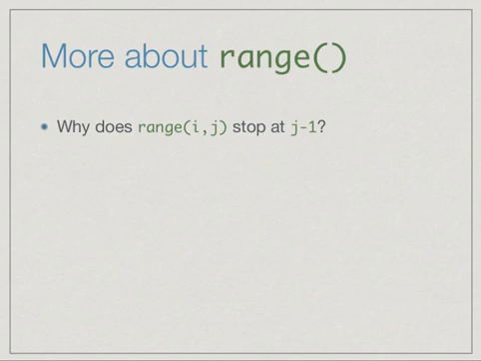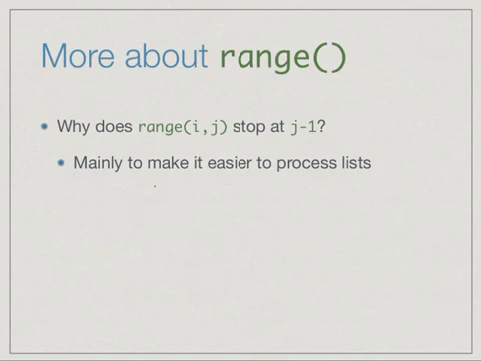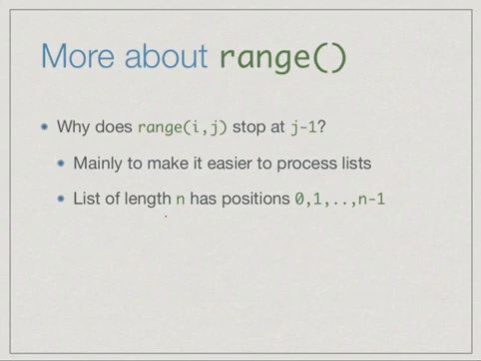It's often confusing to new programmers that range i, j is actually from i to j minus 1 and not to j itself. There is no real reason why it should be this way. It's just a convenience, and the main convenience is that this makes it easier to process lists. Remember that if we have a list of length n, the positions in the list are numbered 0, 1 up to n minus 1.